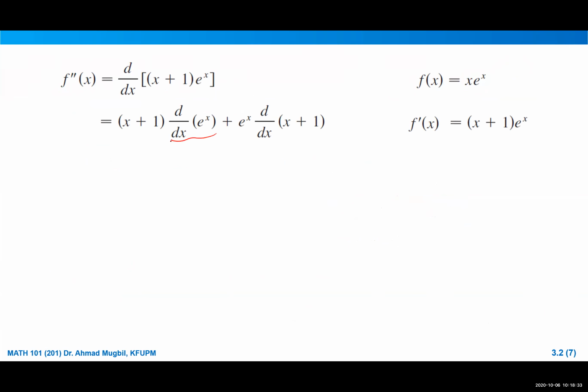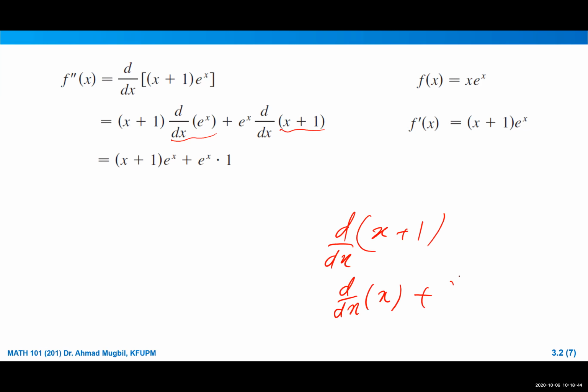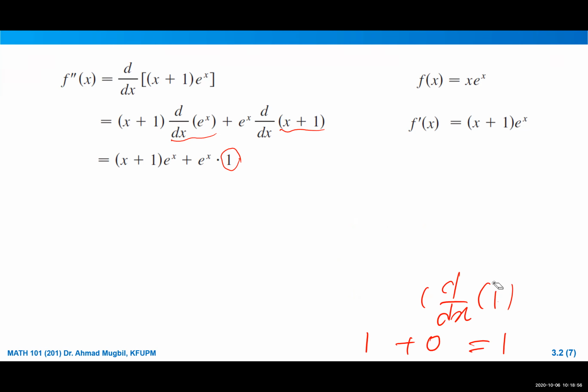What is the derivative of this itself? The derivative of x plus 1. What is the derivative of x plus 1, Shabab? The derivative of x plus 1 will be the derivative of x plus the derivative of 1. The derivative of x is 1, plus the derivative of 1, because 1 is a constant, is 0. It will be 1. So here it is. We apply the sum rule over there. So you need to practice, Shabab, by finding so many derivatives until you understand.